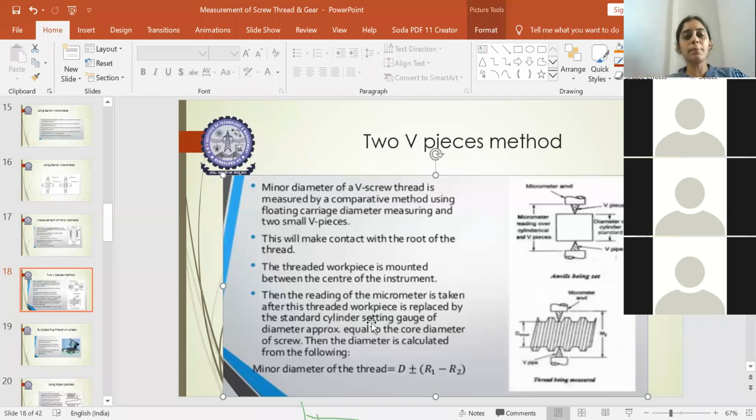The procedure is the same whatever the equipment. First you keep the standard cylindrical object and measure the dimension for the minor diameter. Then again you place the screw thread, and you see that the V pieces are clamped exactly to the root of the thread, not to the crest of the thread, in both directions. Then you determine the minor diameter. The minor diameter of the thread will be approximately equal to D plus or minus (R1 minus R2). R1 is the value we get with respect to the standard, and R2 is the value we get with respect to the screw thread.